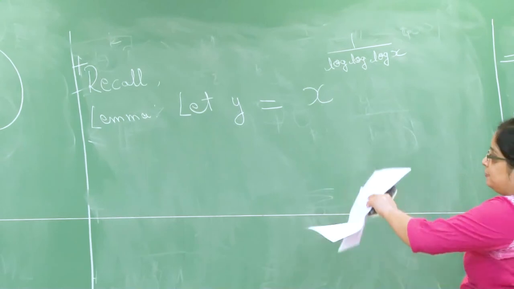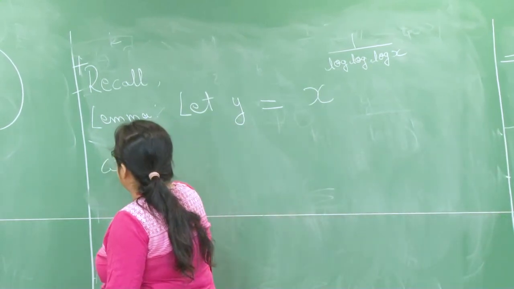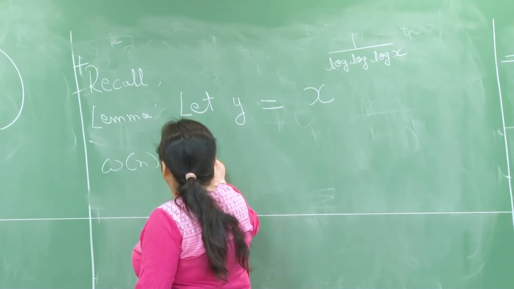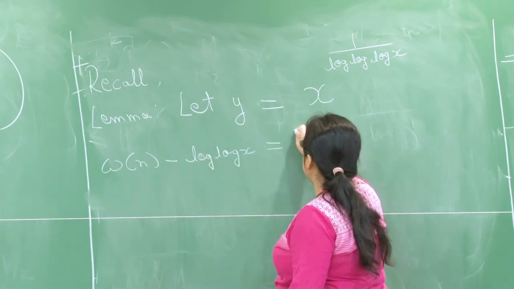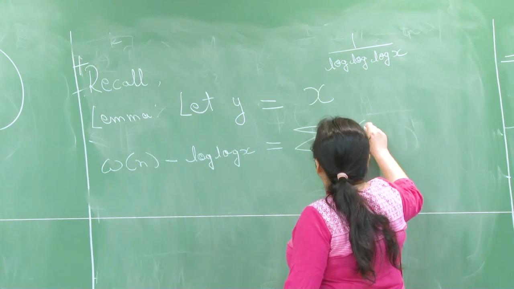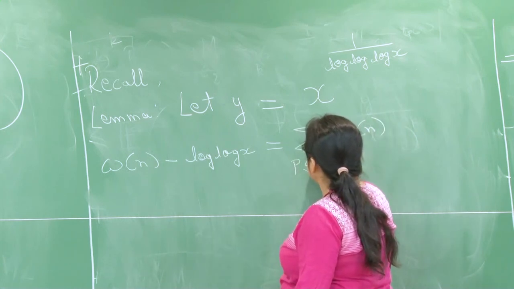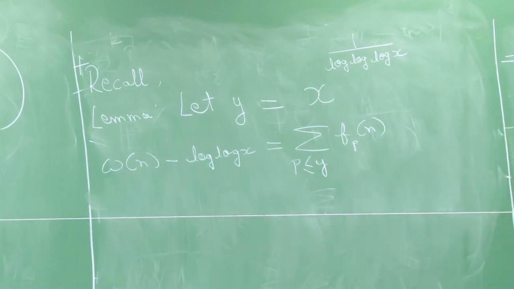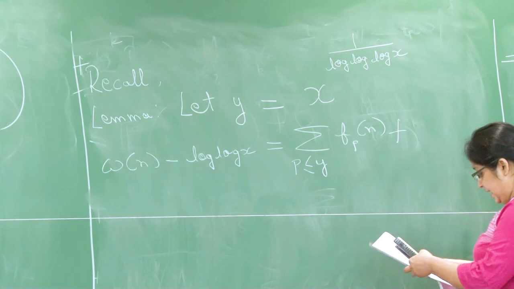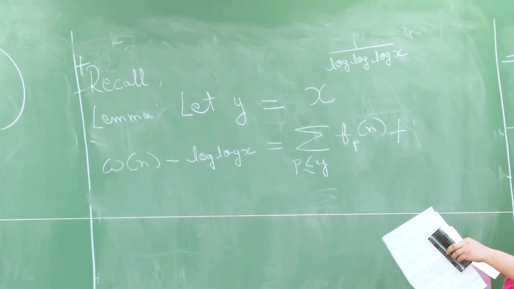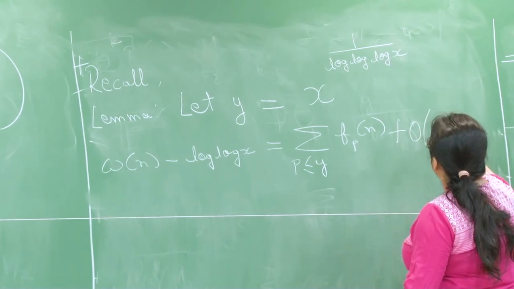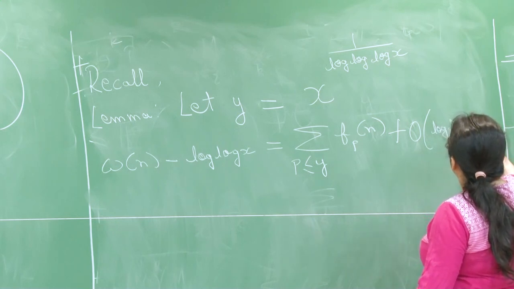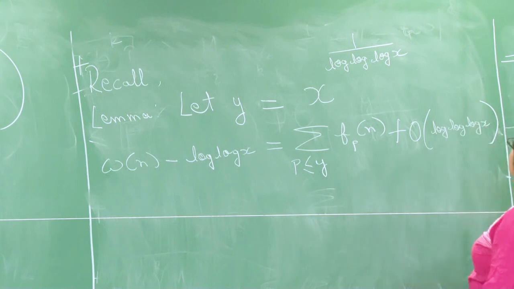So with this choice, furthermore, we saw that if we take omega of n minus log log x, it turns out to be equal to sums of these f_p of n's as p runs over all the primes up to y plus an error term which was O of log log log x. Okay, so this is basically your r of x.